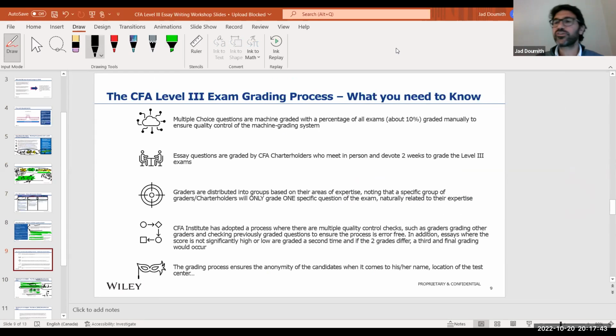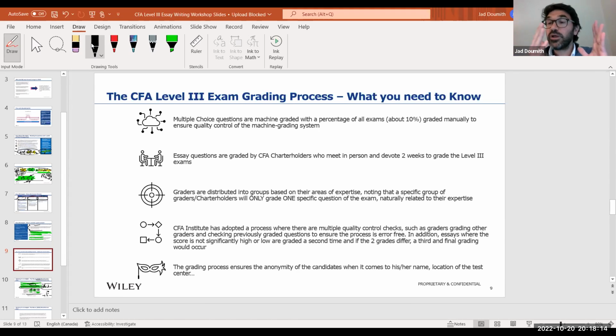So the grading process, guys: what you need to know is that the essay sections are graded manually, and cannot be graded via a machine. They get a group of CFA charter holders to the US, to Charlottesville, where they meet, and each group of CFA charter holders will only grade 1 question based on their expertise, based on their specialty. And don't worry about misgrading, because there is a system of graders who grade other graders.